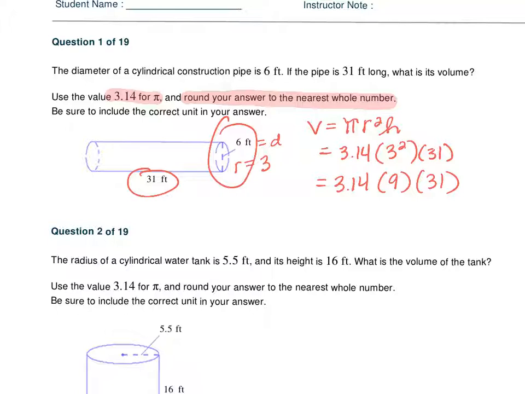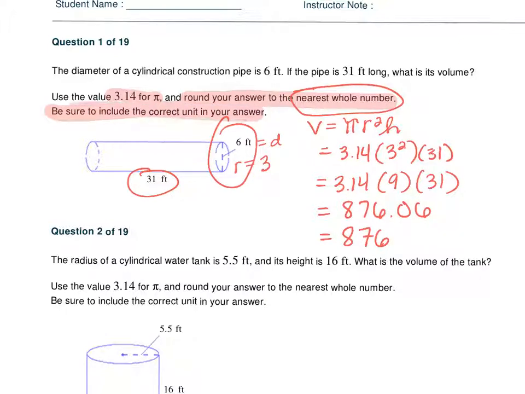Again, we're typing all of this into our calculator. And what you should get out is 876.06, but it asks us to go to the nearest whole number. So the nearest whole number is just 876, and it tells us to be sure to include the correct unit in our answer. This is volume, so we are going to have feet cubed.